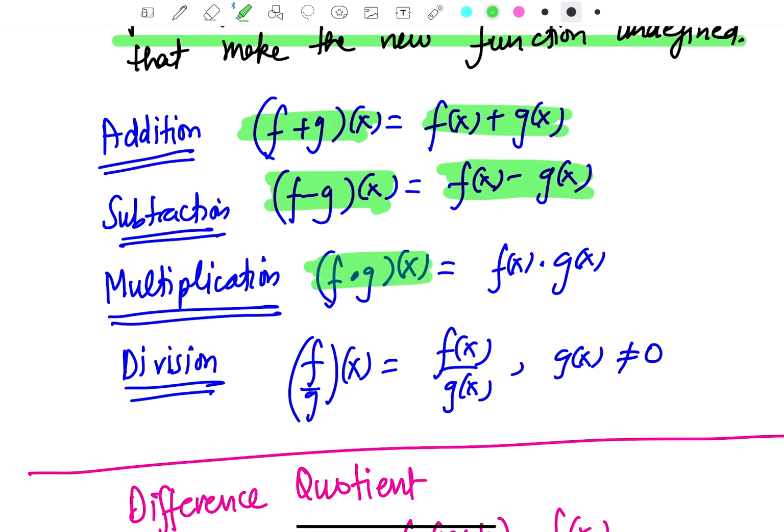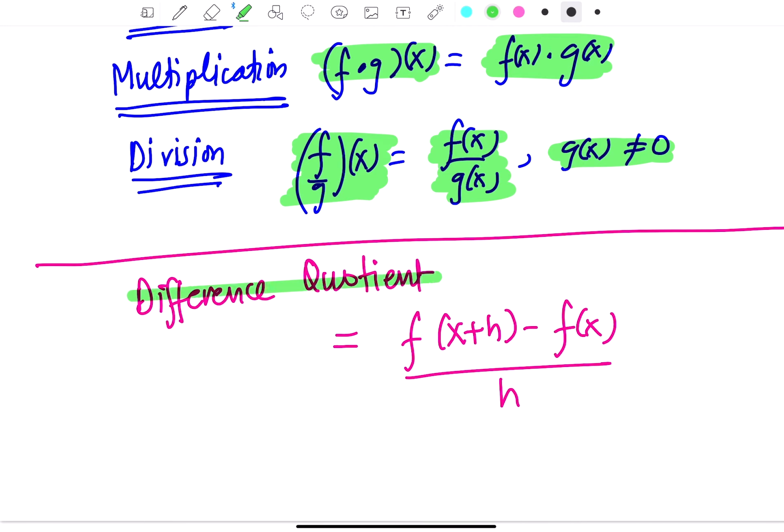To obtain a multiplication function, we can multiply the individual functions. And in the same way, the division function can be obtained by dividing the two individual functions. Keep in mind the denominator should not equal 0 for the domain restrictions. If we have a rational function, we do not want the denominator to be equal to 0 because that would mean the function is undefined.